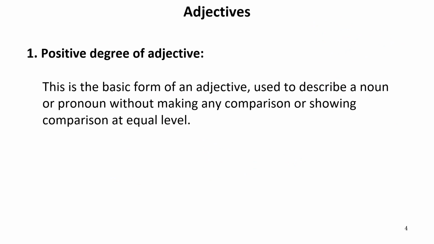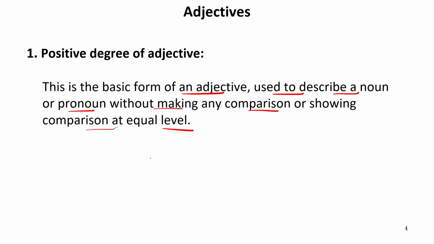First, we'll read positive degree of adjective. This is the basic form of an adjective used to describe a noun or pronoun without making any comparison, or showing comparison at equal level. It means there is no comparison that is seen because both are the same and both are at equal level, or you can say comparison is done on equal level. That is called positive degree of adjective.